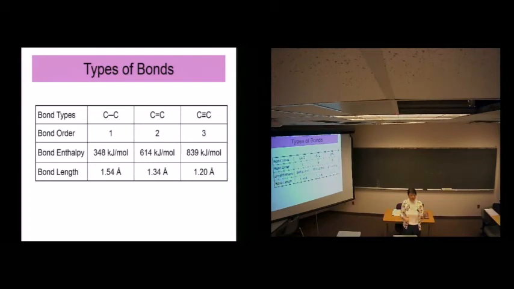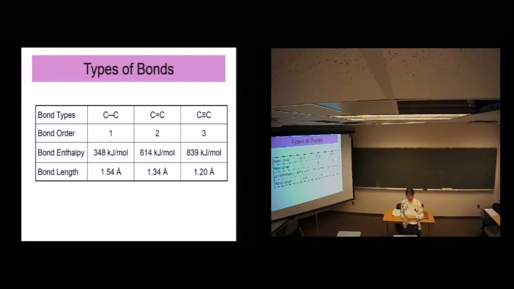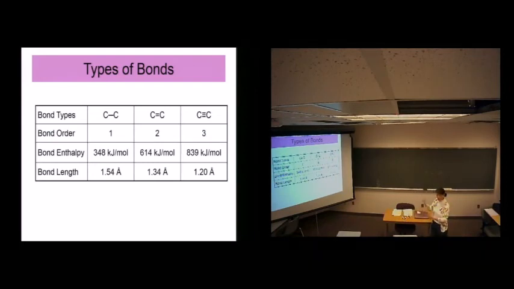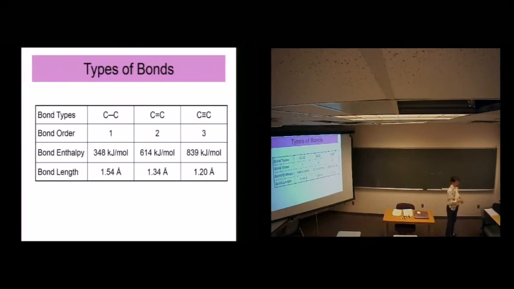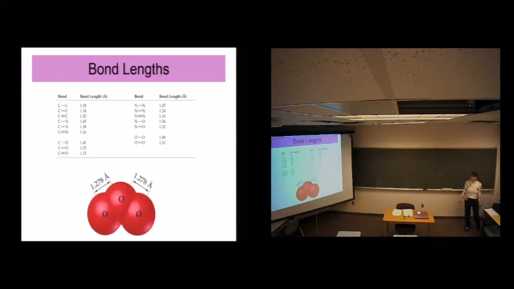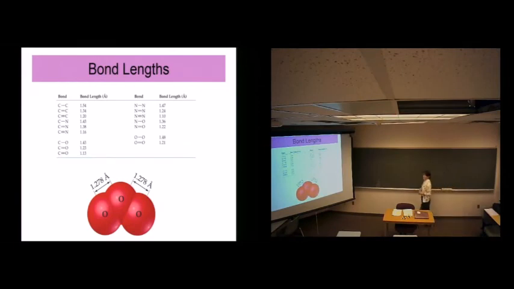It's decreasing. So in other words, as we get more bonds, it's like we're pulling in closer and stronger, right? The bond length is decreasing and the strength is increasing. So it varies with our type of bond. Not only that, but it also varies with the sizes of the atoms. So we have all these different bond lengths.